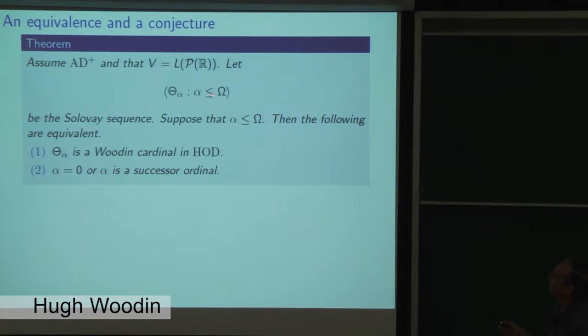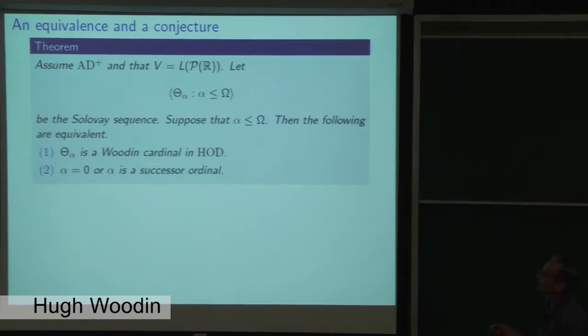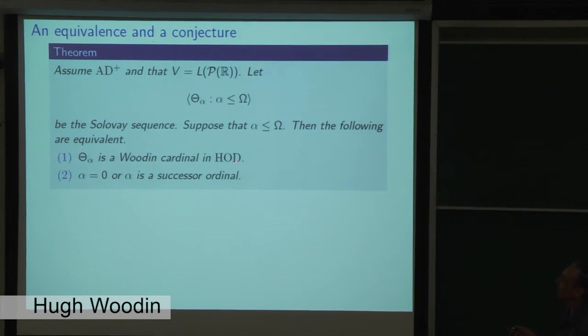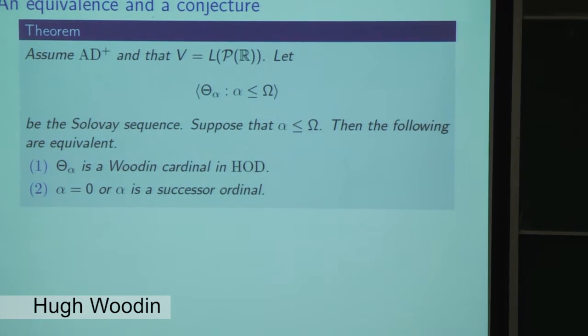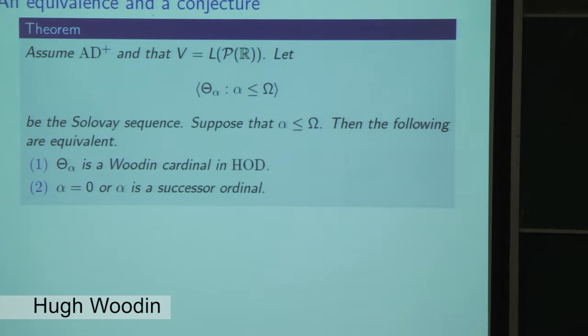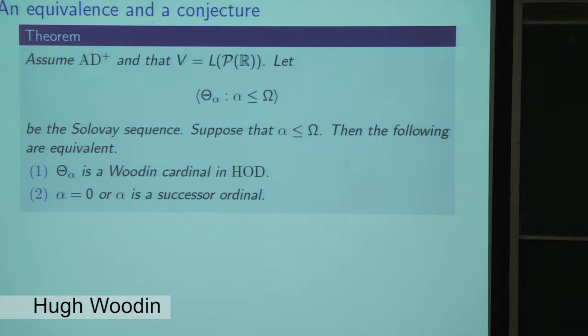So look at the Solovay sequence. Suppose you have an index, then the following are equivalent: theta alpha is a Woodin cardinal in Hod, and alpha is 0 or a successor. So the only theta alphas that can be Woodin are the ones that were identified as Woodin. No other theta alpha can be Woodin. There's no assumption of a Hod analysis here.